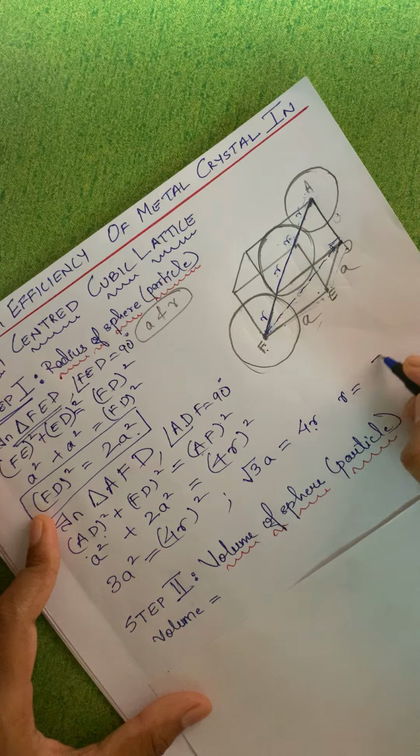Once you get the value of packing efficiency, you can find the void volume. What will be the void volume equal to?